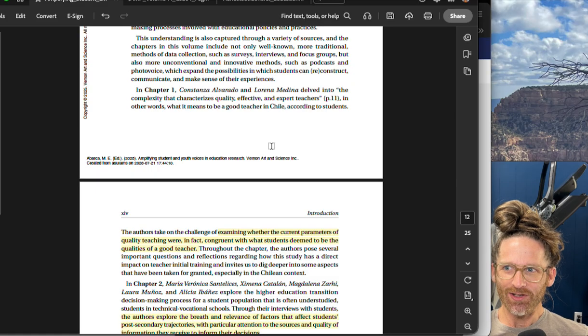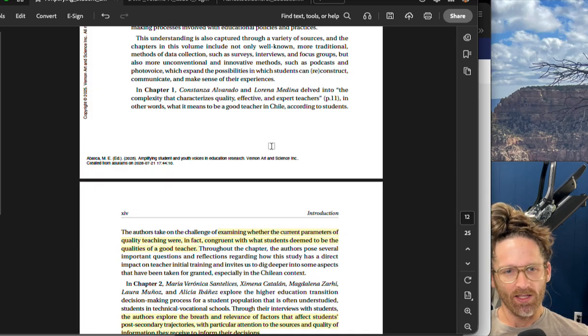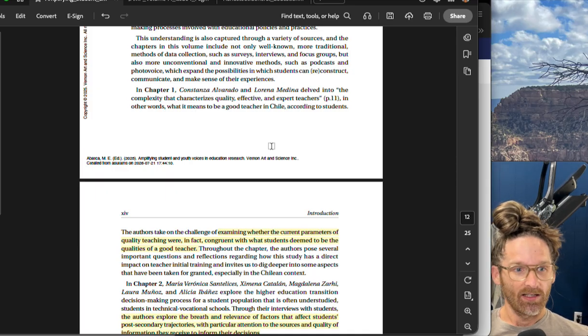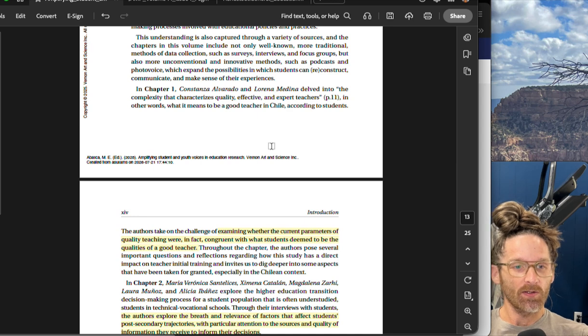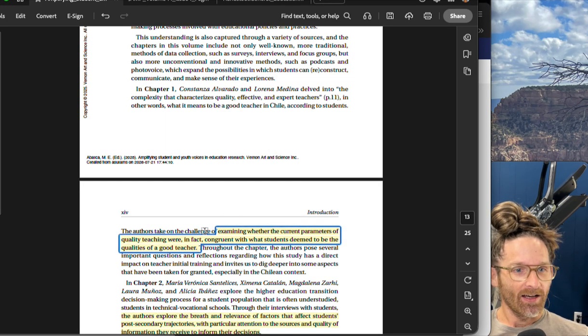What an interesting question. Teachers are always asked about what qualifies as good teaching. Administrators are asked. Specialists in education are asked. But how often are students asked? Well, in this study, it's clear. So chapter 1, these researchers compared student perceptions of good teachers with what the standards for good teaching are. And they said they were mostly congruent with what students deemed to be the qualities of a good teacher.